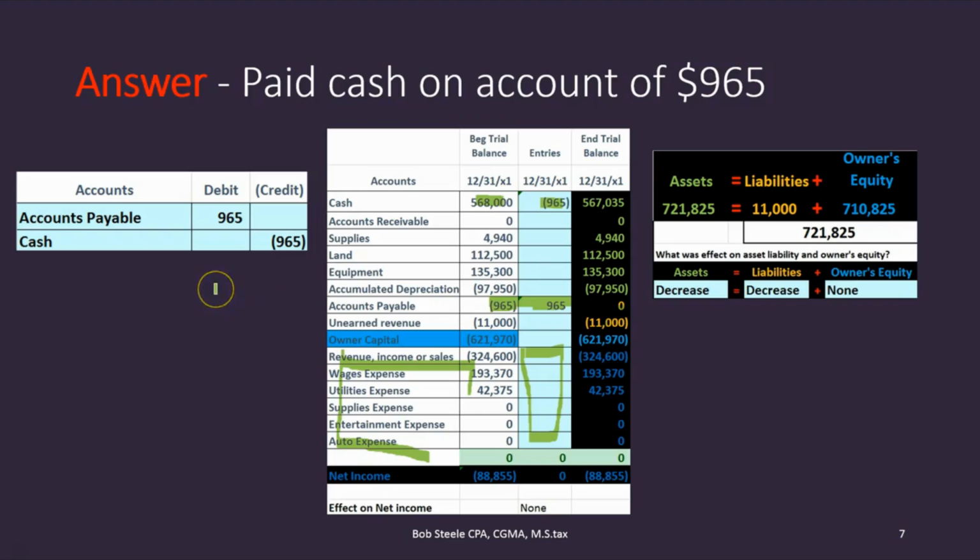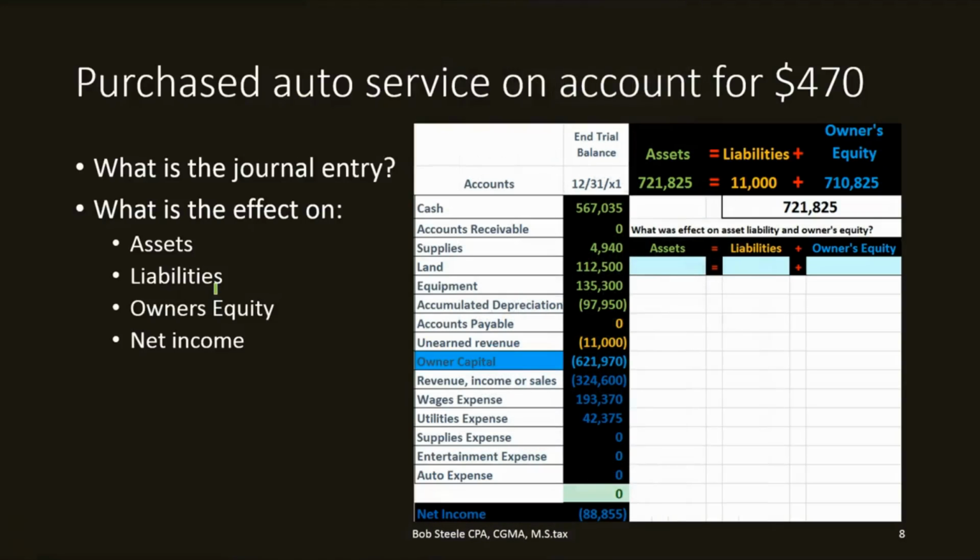Next transaction, purchase auto service on account for $750. So is cash affected? No, because we purchased it on account. Okay, so then we know that we paid for it with like a credit card. So again, we know that accounts payable is the account that we're going to hit, but we may not know, again, is it going to go up or down because we haven't worked as much with liabilities.